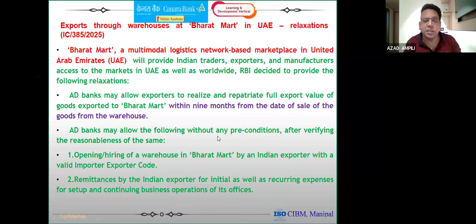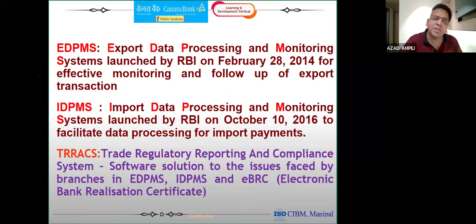See, this 9 months is different from that 9 months. Normally it is within 9 months from the date of shipment. But here what they said is within 9 months from the date of sale of goods from the warehouse. Clear? For Bharat Mart separately, they have given 9 months from the date of sale of the goods from the warehouse. Now, EDPMS, IDPMS is there.